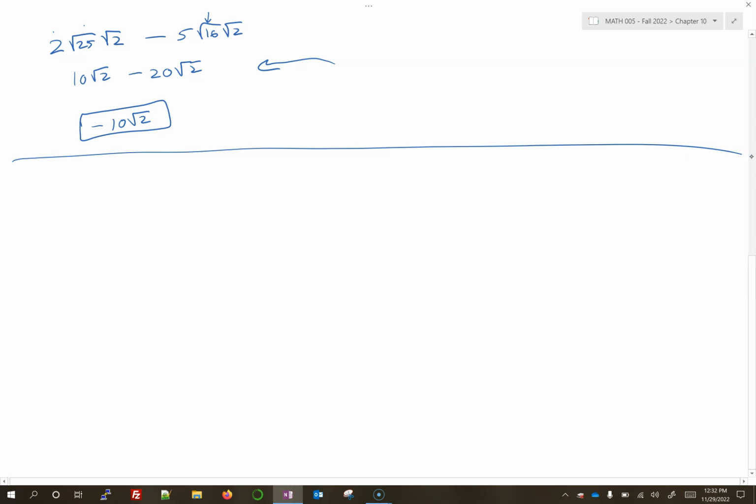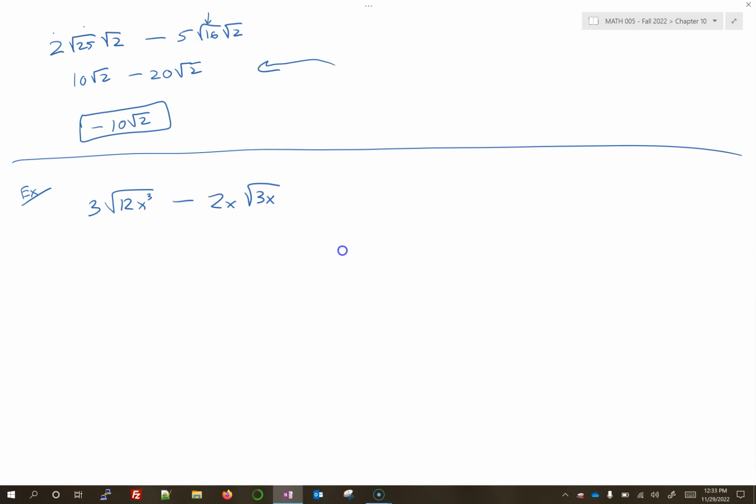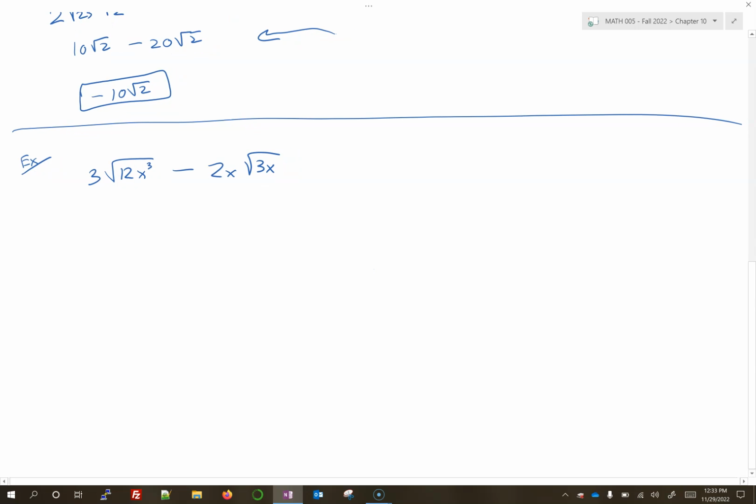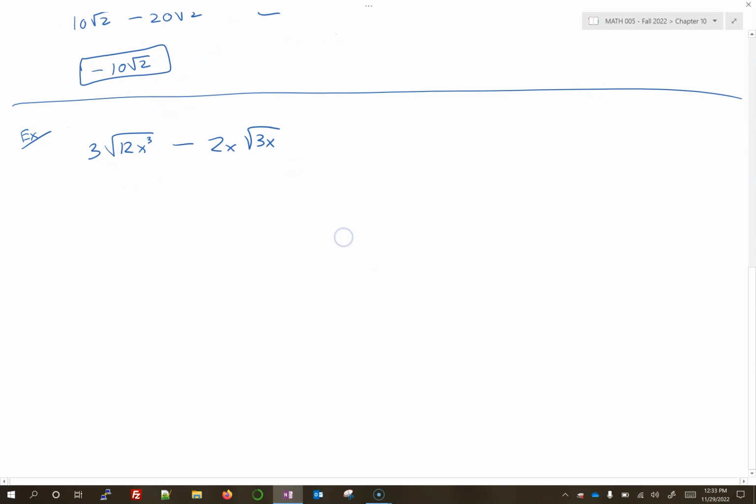Now we're going to start to look at things like this. Let me give you an example. We have 3 times the square root of 12x cubed minus 2x times the square root of 3x. Okay, now we have some variables. Not a big deal. Again, we're going to go the same process as we did this previous problem. We don't have the same radicals here, so we can't combine immediately. But what we are going to do is try to simplify the radicals as best we can.